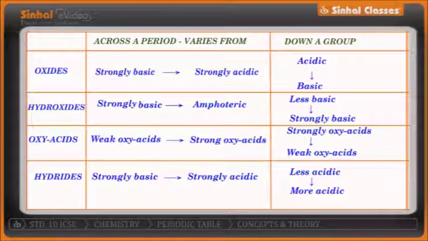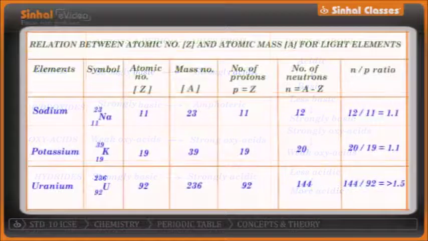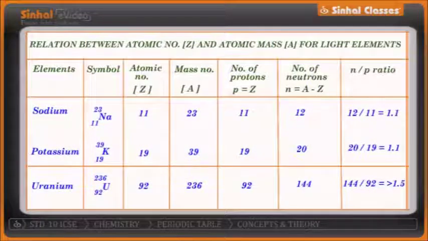Whereas with respect to hydride, on the left hand side it is strongly basic hydride, whereas as we move rightwards it becomes strongly acidic hydride. Whereas in case of down the group, it is less acidic in the beginning, as we move downwards it becomes strongly acidic. We find out the stability by taking the neutron to proton ratio.